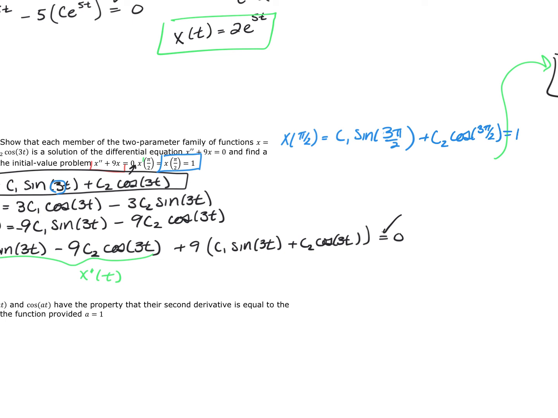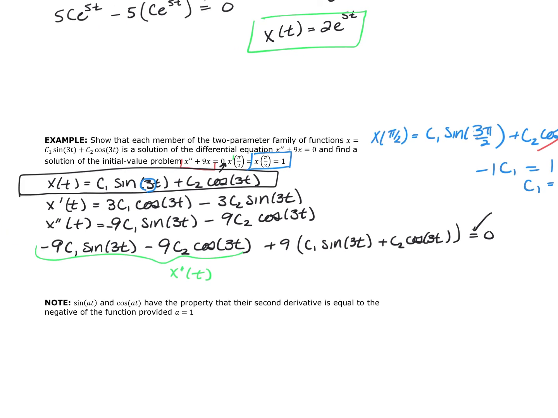And this equals 1. Now we know the cosine of 3 pi over 2 goes to 0. We know that the sine of 3 pi over 2 is negative 1. So I have negative 1 times c sub 1 is equal to 1. That means c sub 1 must equal negative 1. So we found our first part of our family member. That's my c sub 1. This is why I need two initial values, because I need to find c sub 2.